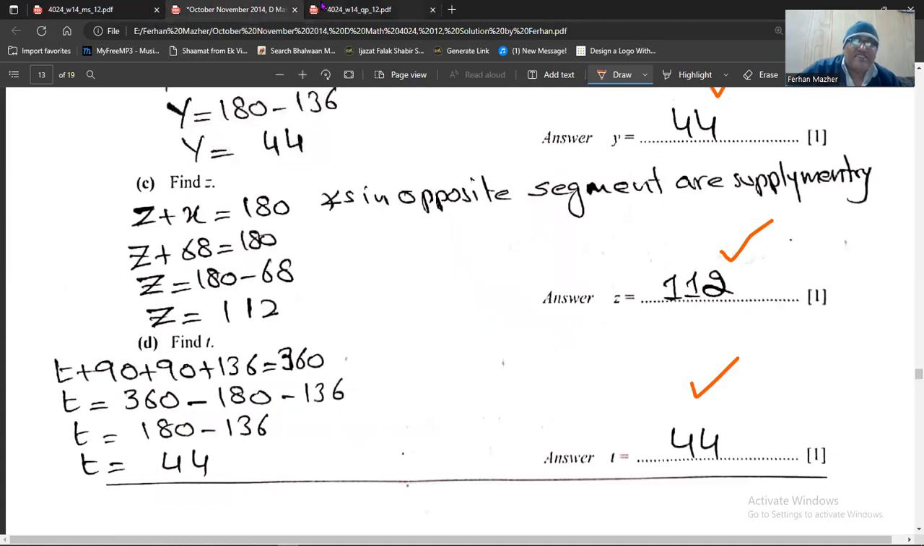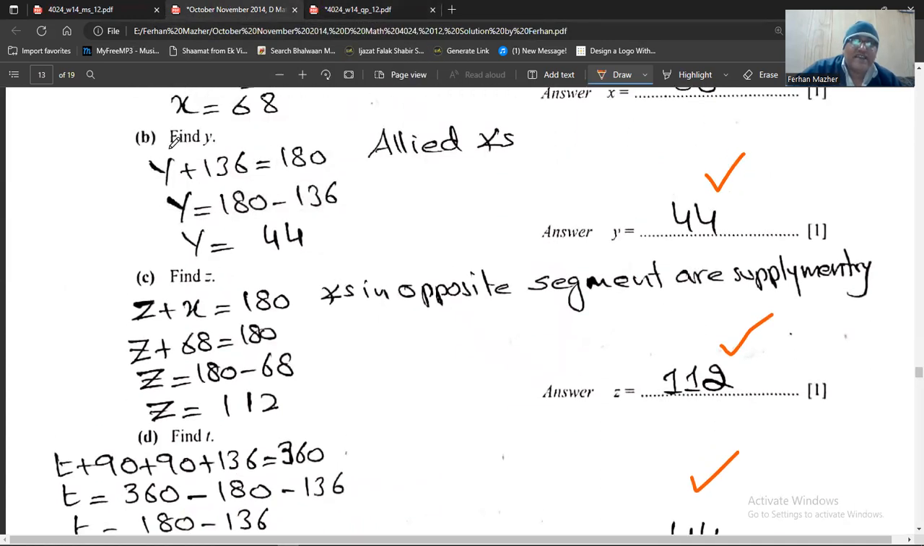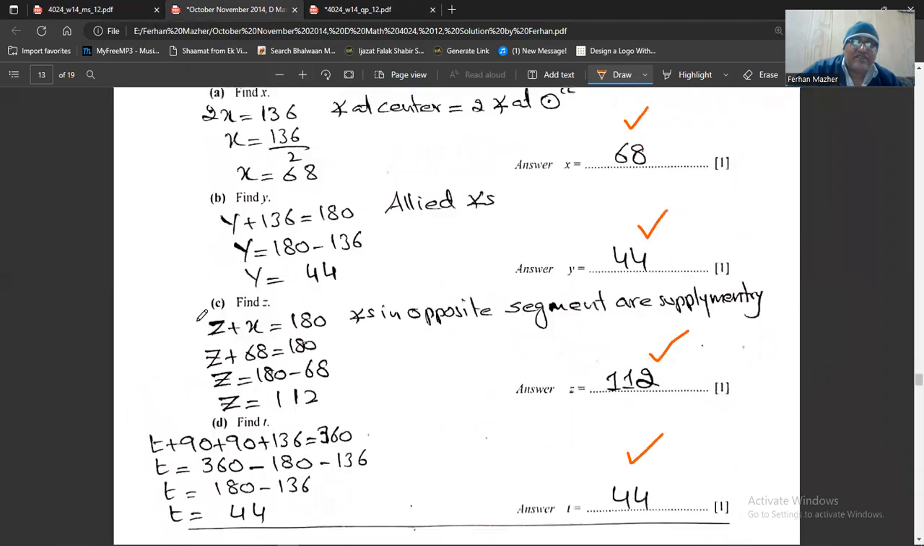So this is how this is done. I hope you understand. Let me reduce the size so you can see the whole thing together.